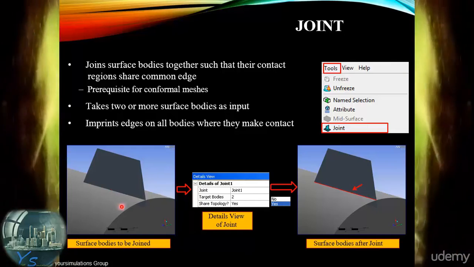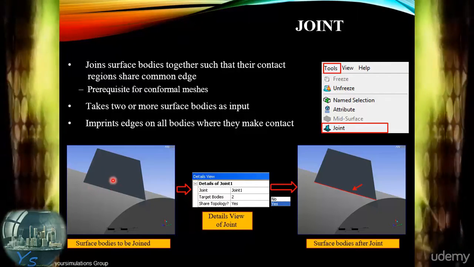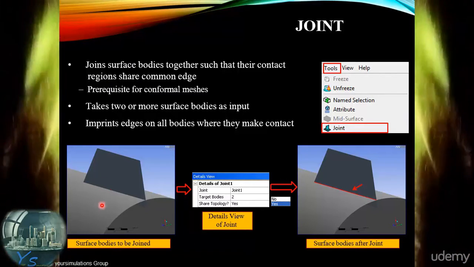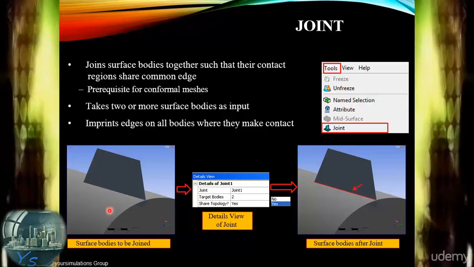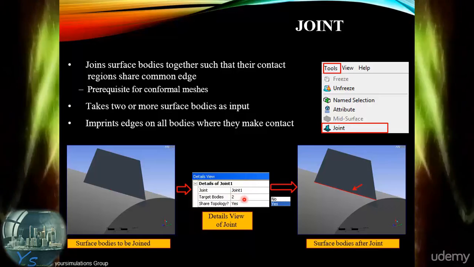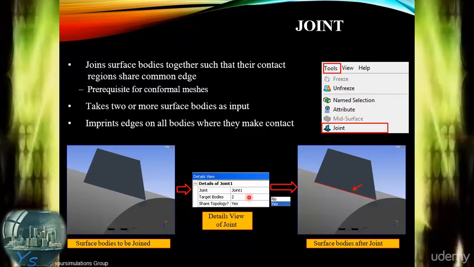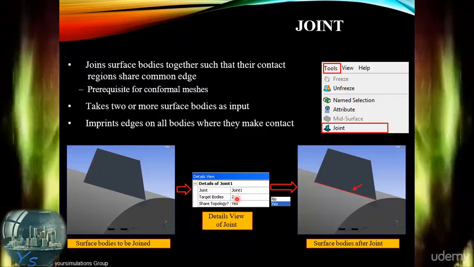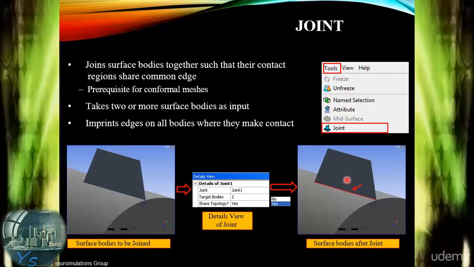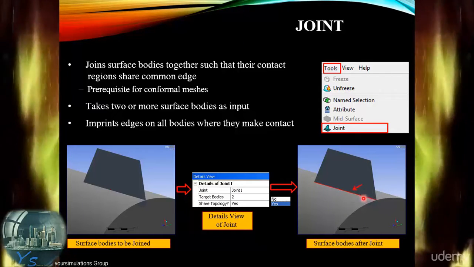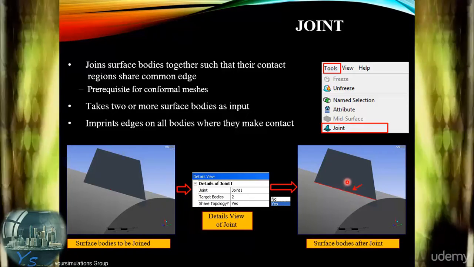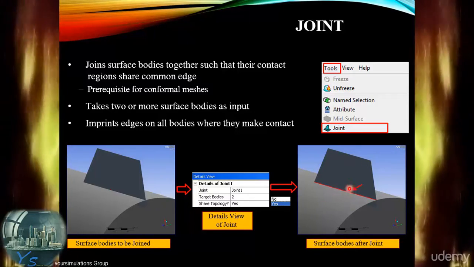On the bottom left we can see an example of two surface bodies, and we select these two surface bodies to form part of the joint operation. Before the joint operation, neither of these surface bodies sees the other. Once we enter the target bodies as these surface bodies into the details view of this operation, and the joint operation is successful, we can then see on the right hand side that these two surface bodies now share a common edge, highlighted here in red. This would mean that the surface mesh would continue directly across using this red edge as a feature edge.